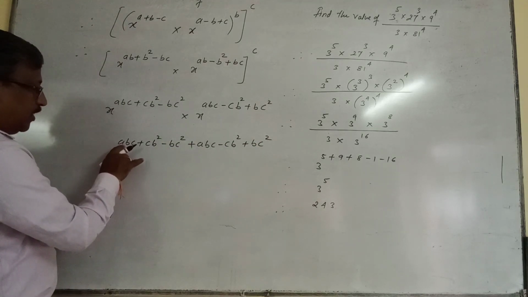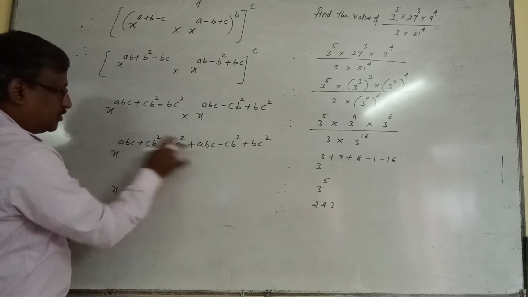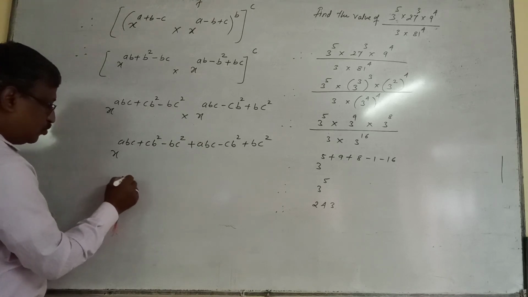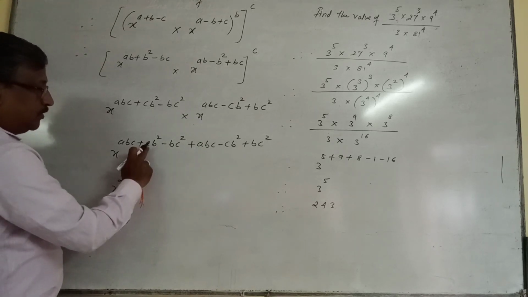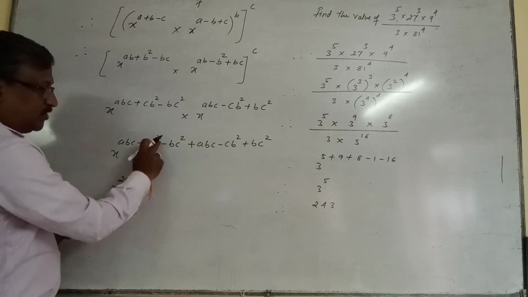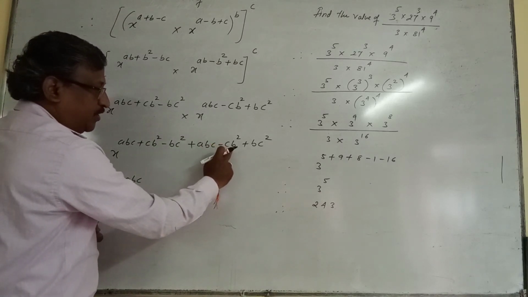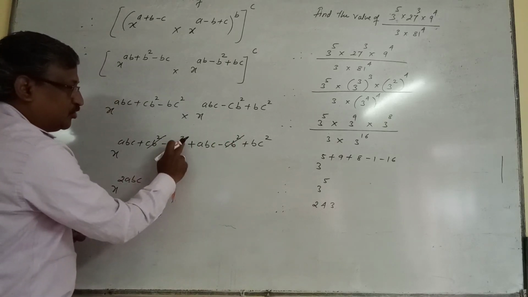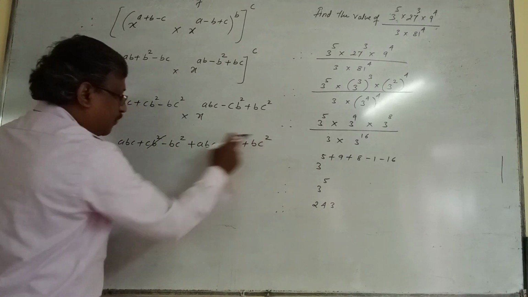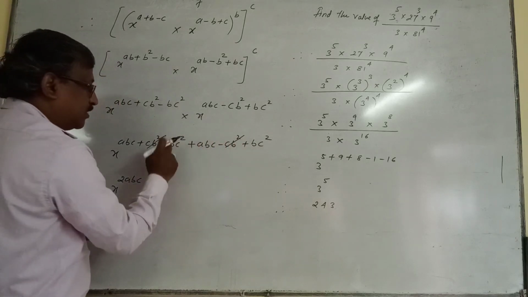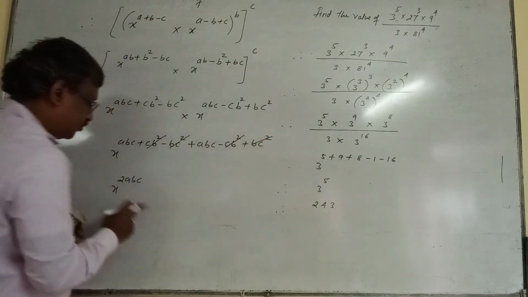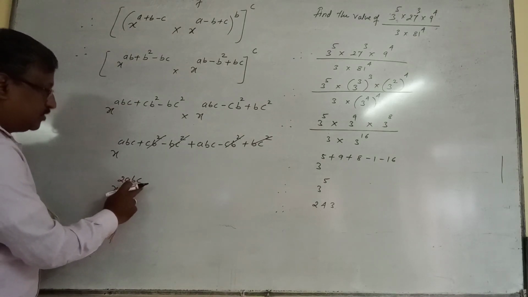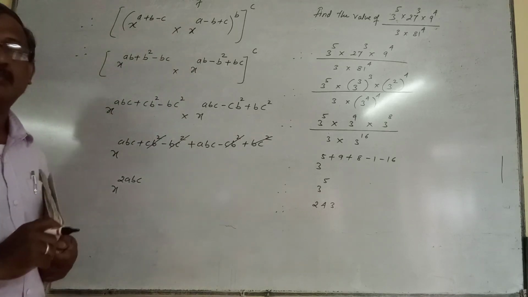So A1 ABC plus 1 ABC will get 2 ABC, right? This is plus CB square and this is minus CB square, so plus minus, this gets cancelled. This is minus BC square and this is plus BC square, so minus plus get cancelled. So what remains? 2ABC. So x raised to 2ABC is the value of this whole bracket.